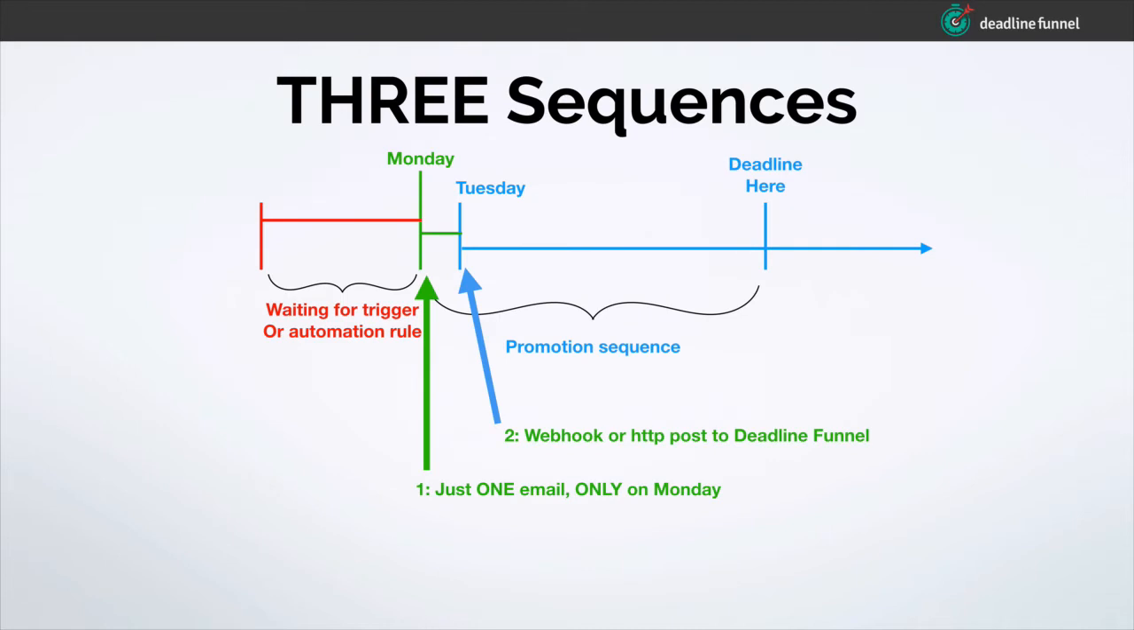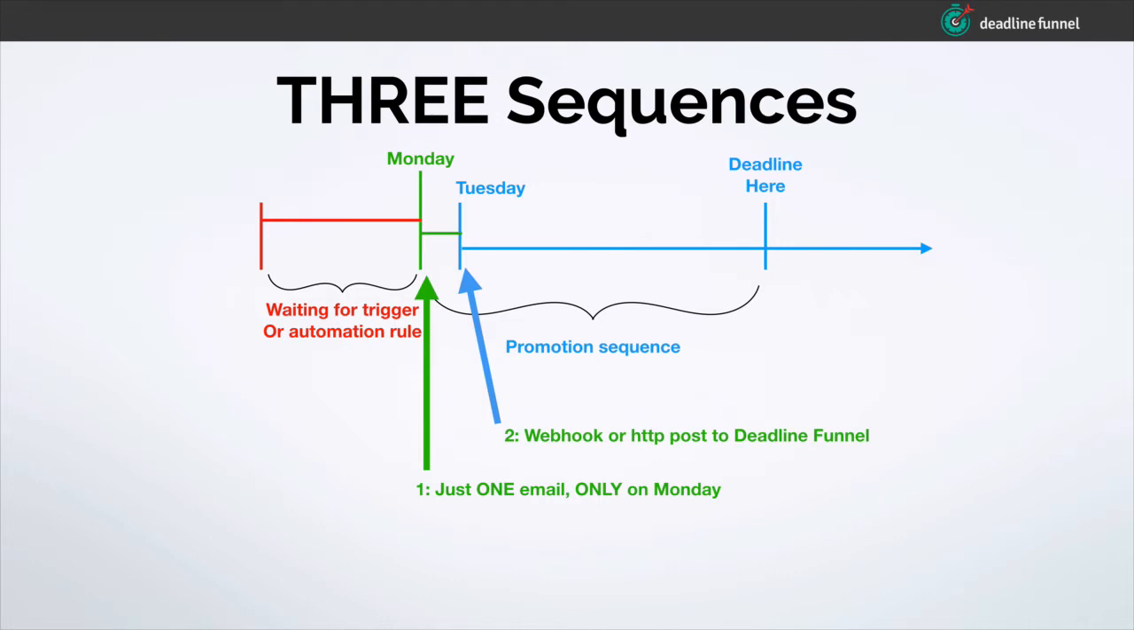So here's the workaround. What I would recommend is doing this with three sequences. Keep in mind, we're specifically talking about something where we're starting on a Monday and ending on a Friday in this example. Sequence number one is in red. That's the waiting sequence, same as before. Sequence number three, let's skip the middle one for now, is going to go from Tuesday to the deadline, and I'll explain why Tuesday.